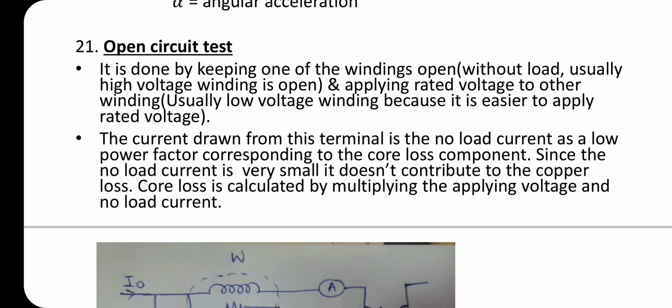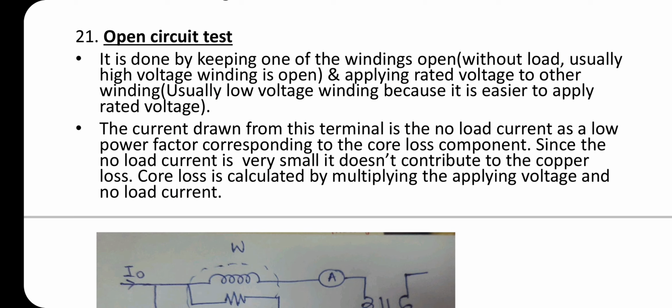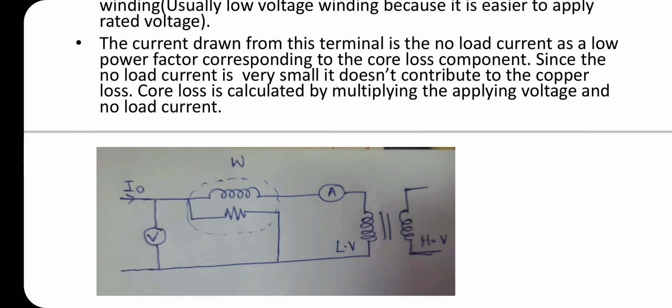21. Open circuit test. It is done by keeping one of the windings open without load. Usually high voltage winding is open, and applying rated voltage to other winding, usually low voltage winding, because it is easier to apply rated voltage. The current drawn from this terminal is the no load current, at a low power factor corresponding to the core loss component. Since the no load current is very small, it does not contribute to the copper loss. Core loss is calculated by multiplying the applied voltage and no load current.